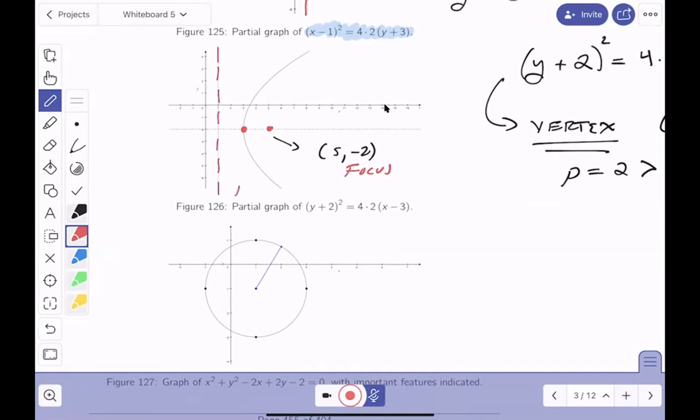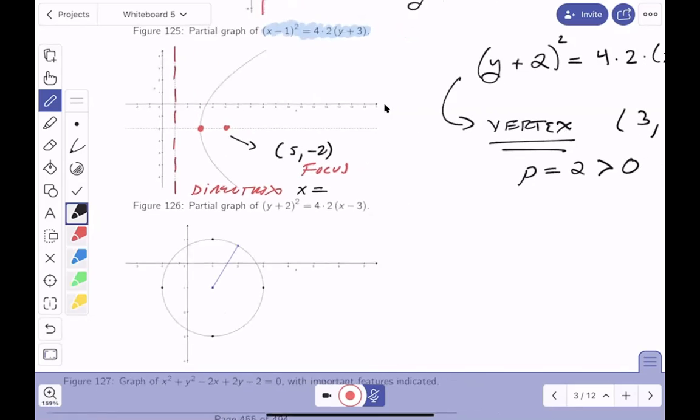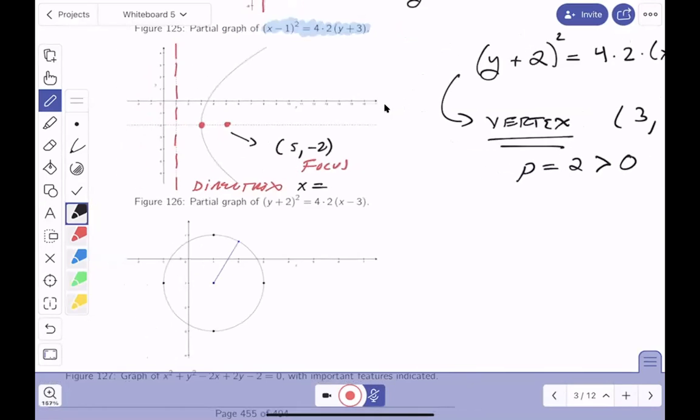So what's the directrix? Well, that's going to be x equals, let's put it in black. X equals, I'm sorry, I said black, I'm still in red. X equals, well, I'm going to go 2 units to the left of 3, which would be 1, right?